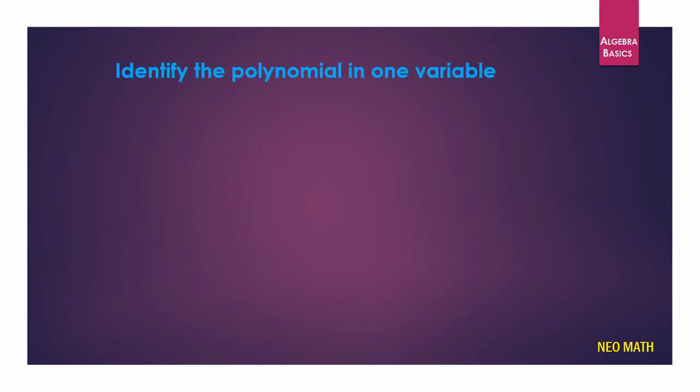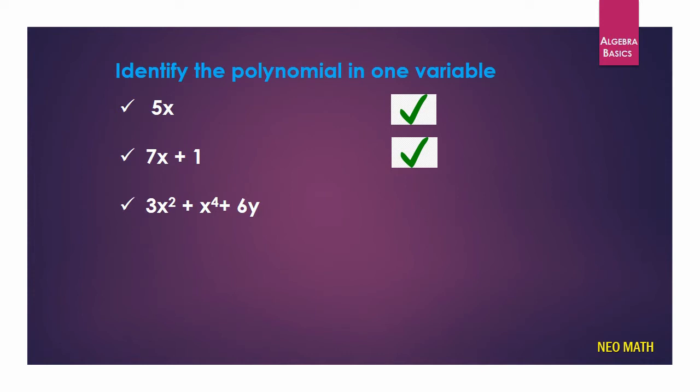So identify the polynomial in one variable. 5x. Is this a polynomial in one variable? Yes, we have only one term, and in this we have only one variable. So it is a polynomial in one variable. 7x + 1. Here we have 2 terms and there is only one variable x. So it is a polynomial in one variable.